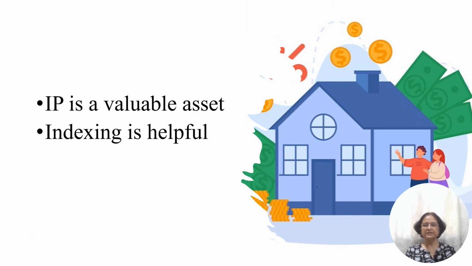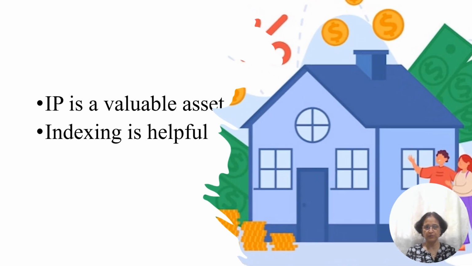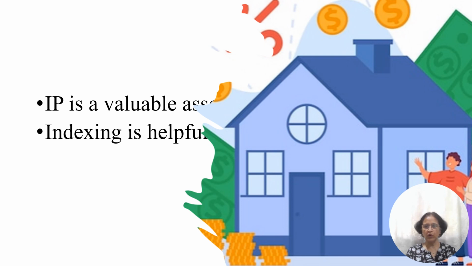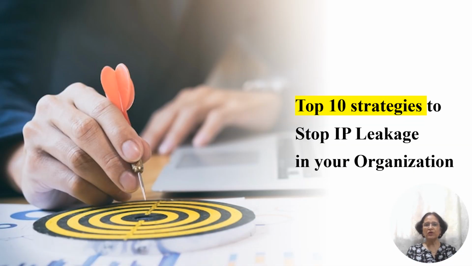IP is a very valuable asset for any organization today. And till the time you know what all you have, you will never be able to protect it appropriately. So, indexing of intellectual property is very important because without indexing, it's almost impossible to safeguard your intellectual property. So, listing out what all you have is the first step that you should take in order to safeguard your intellectual property. Now, let's talk about the top 10 strategies that you can adopt in order to stop leakage of intellectual property in your organization.